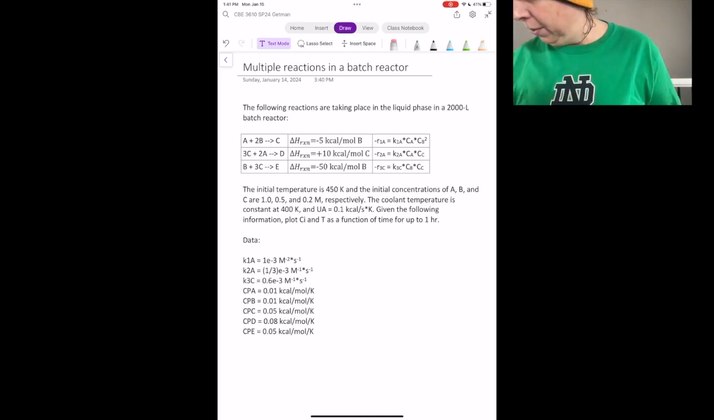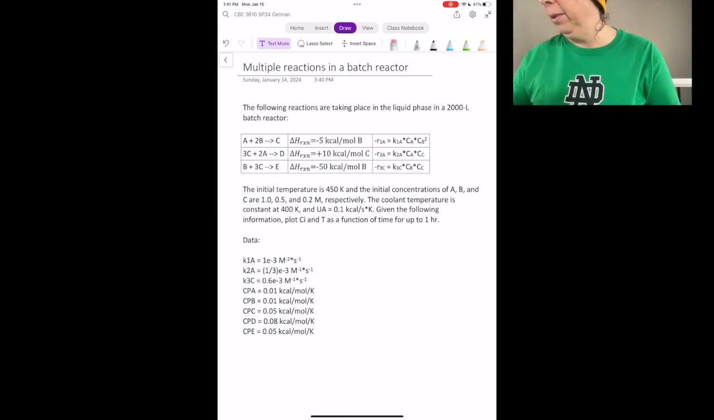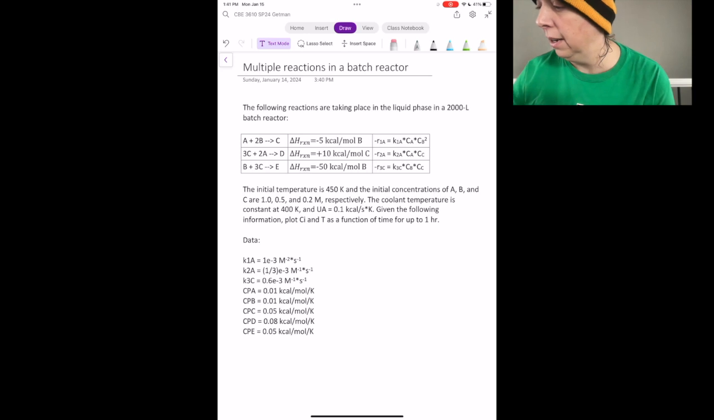Okay, so the problem statement reads, the following reactions are taking place in liquid phase in a 2,000 liter batch reactor. We're given a set of 3 complex reactions. For each of those reactions, we're given a heat of reaction. The heat of reaction is in terms of a particular species. And we're also given a rate law in terms of a particular species. And notice that for all of those reactions, the heat of reaction is given in terms of a different species than the rate law. So we're going to have to do some converting of units.